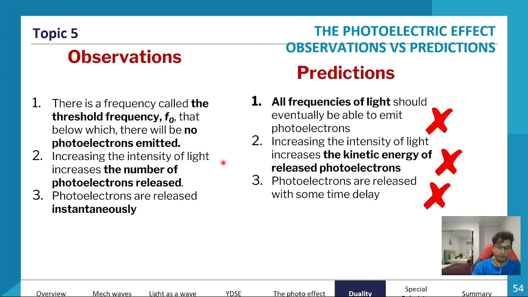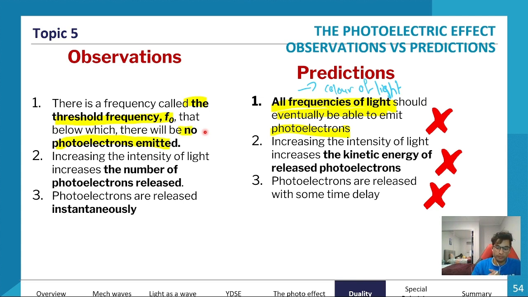At the time, according to their knowledge of light, it was assumed that every single frequency of light should be able to emit photoelectrons. It doesn't matter what, the frequency is essentially the color of light. So they thought every single color of light should be able to produce photoelectrons. But that's not the case, because according to the experiments, there was something called the threshold frequency. The frequency of the light had to be greater than the threshold frequency, or there would be no photoelectrons being emitted.